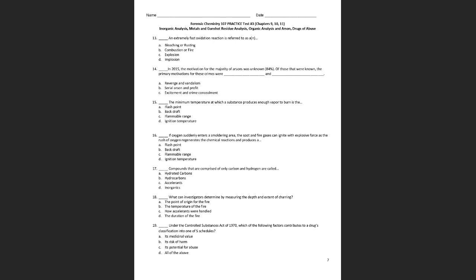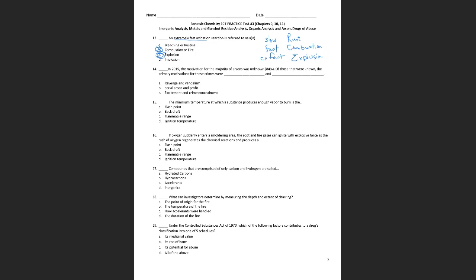And extremely fast, so you have slow, fast, and extremely fast oxidations. Okay, and the slow ones would be something like rusting. Sometimes we just call it oxidation. The fast ones are going to be combustion or burning, and extremely fast would be an explosion. So for your oxidation reactions, those are going to be the ones. Oh, and extremely fast, I'm sorry, is explosion. Questions?